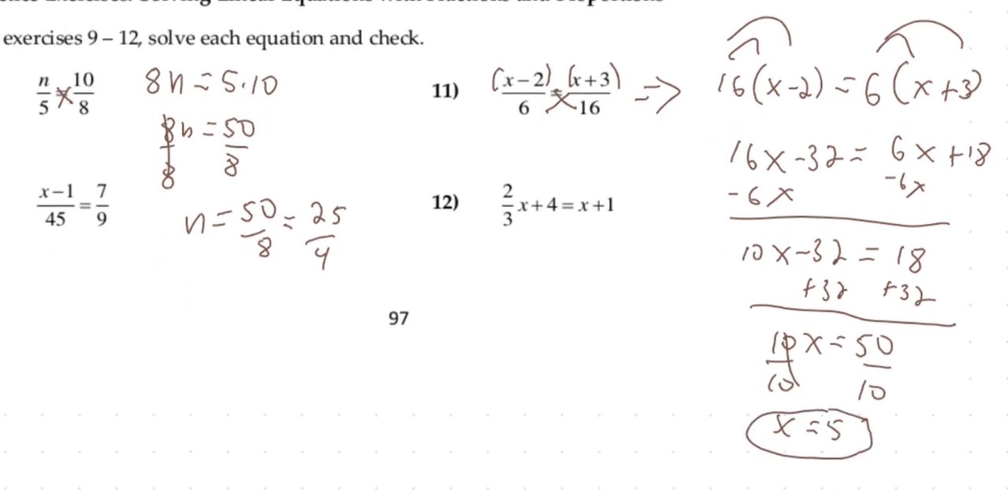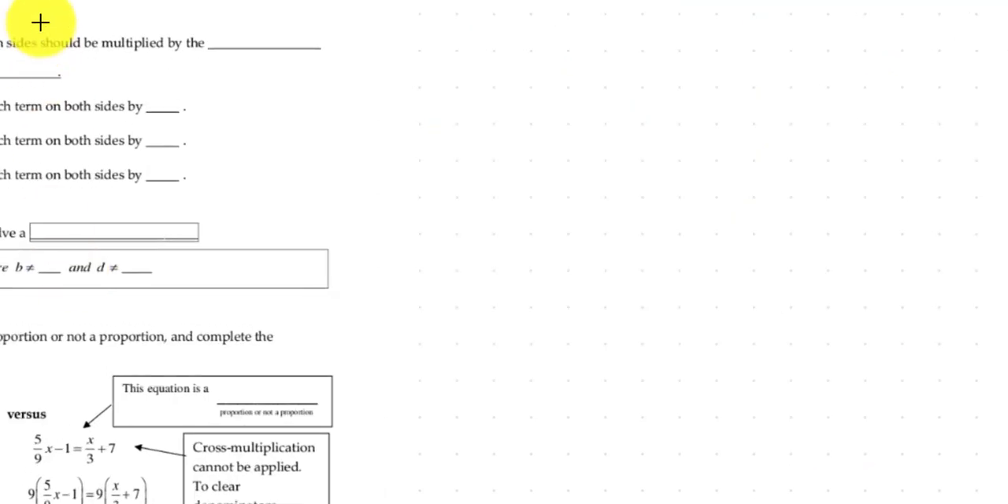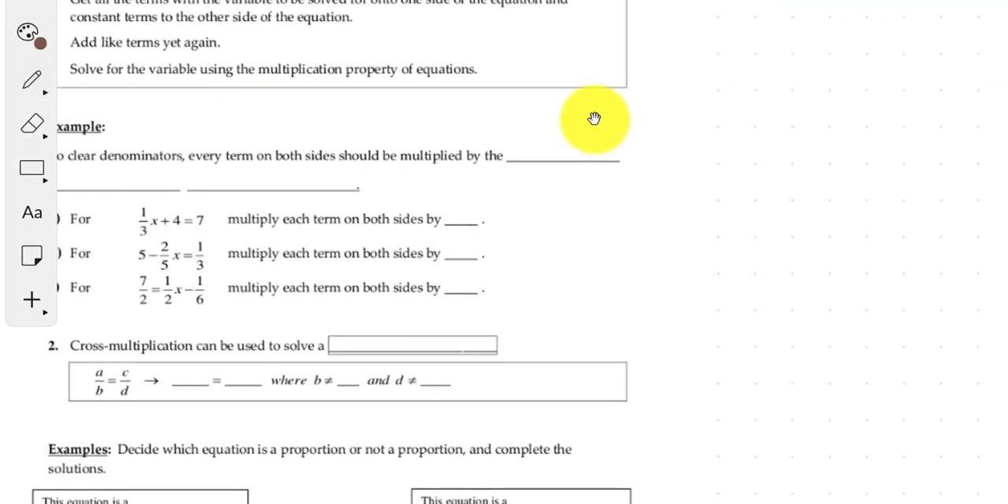All right? And again, if you want to check your work here, you could sub 5 in here and here and check to see if both sides are equal. Okay. So that's about it for this section. Make sure you do take a look at the summary on the next page.